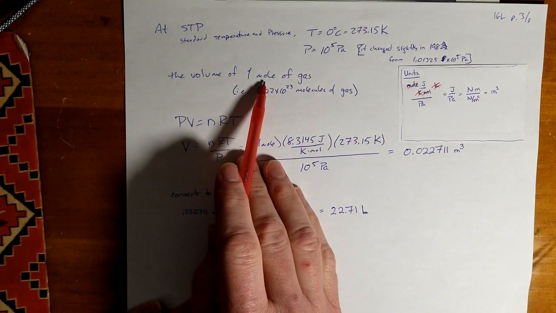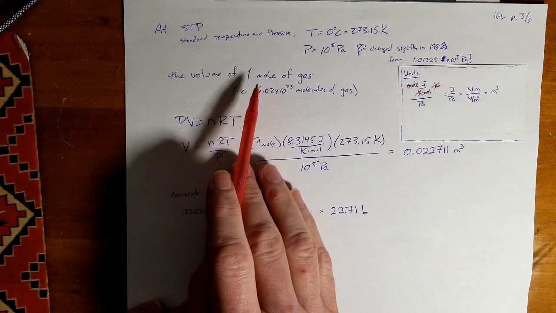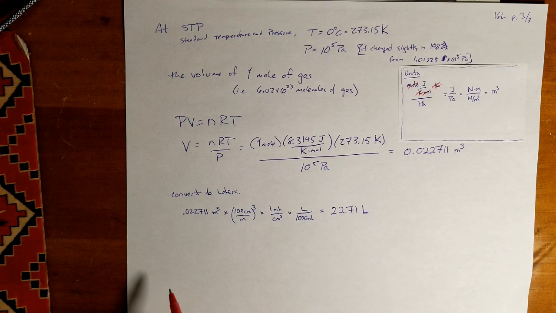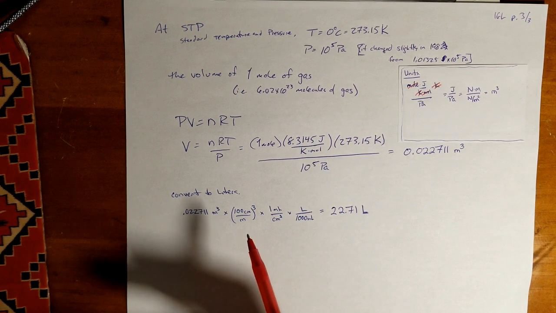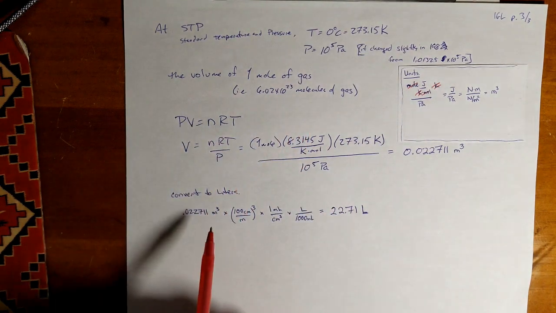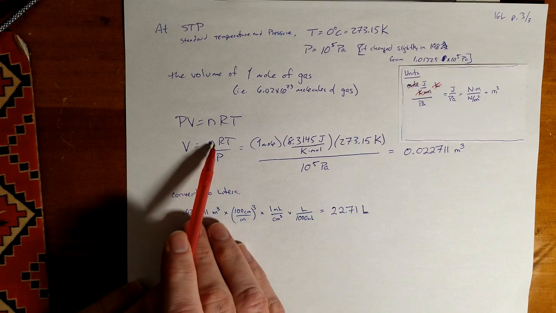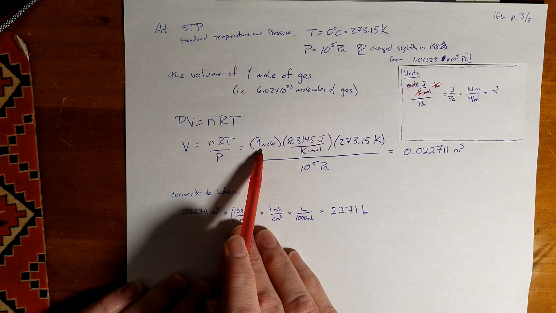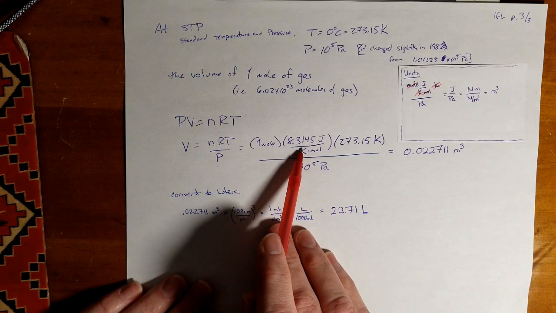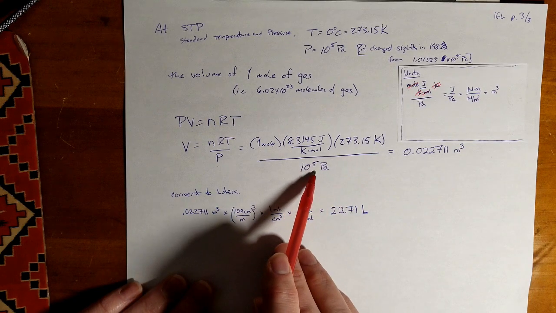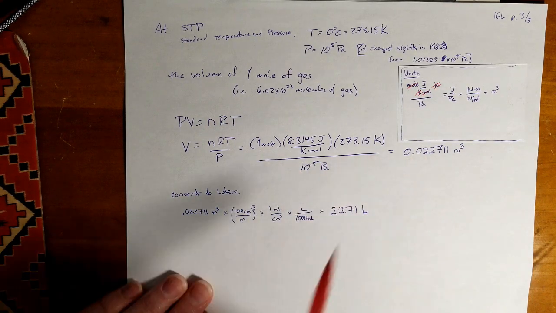Again, I mentioned in another video, a mole is just a number. If I said I had a dozen gas particles, you know I have 12. If I have a score of gas particles, I've got 20. If I've got a mole of gas particles, I've got 6.02 times 10 to the 23rd molecules of gas. Solving for volume, it's just basically that divided by P. N is the number of moles, so 1 mole times the ideal gas constant times the temperature in absolute terms, divided by the pressure, and I end up with that number of cubic meters.